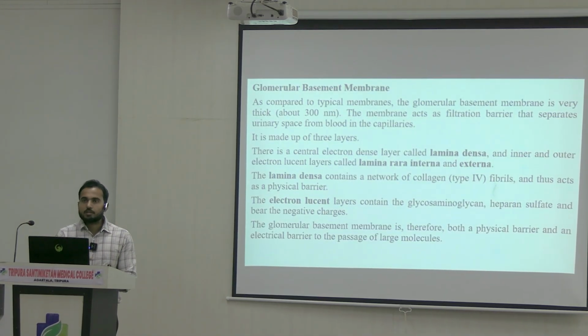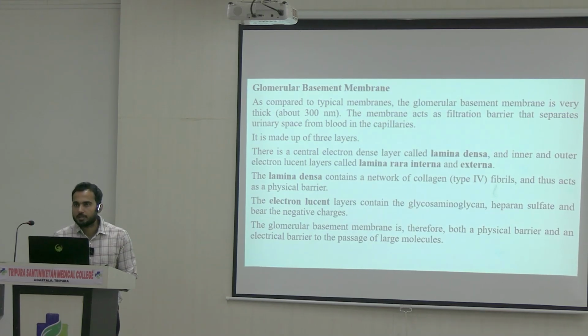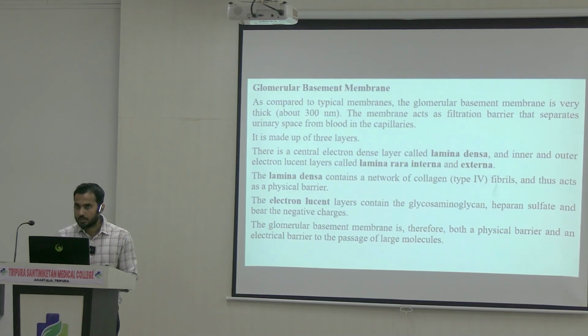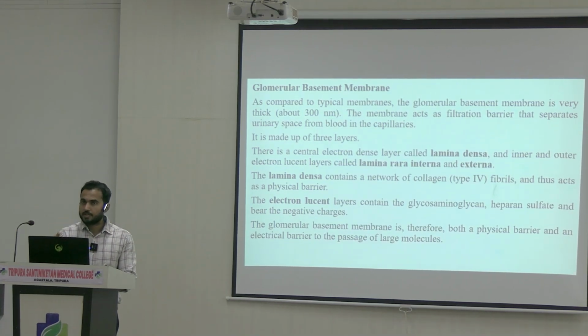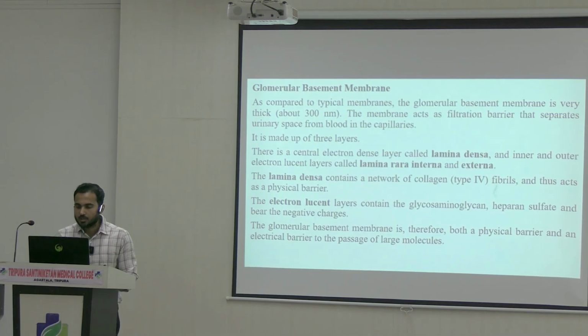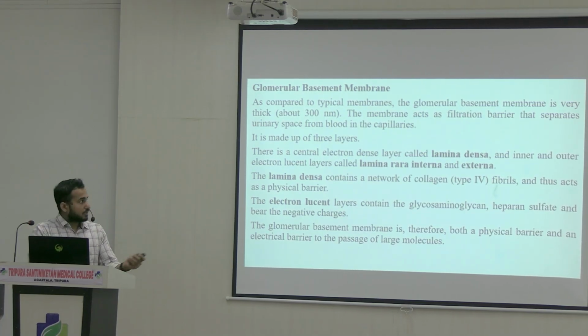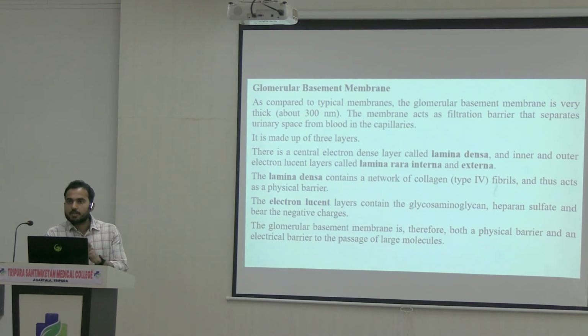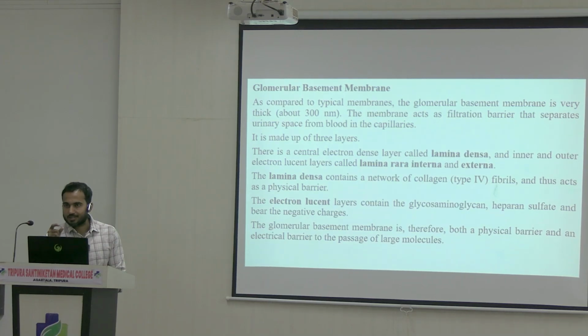Next, just now I mentioned the basement membrane. Now what exactly is that basement membrane? This is called the glomerular basement membrane. It is a very thick basement membrane. If you see the thickness, it is approximately 300 nanometers. This basement membrane acts as a filtration barrier. Glomerular basement membrane, as I said, is a very thick basement membrane, approximately 300 nanometers in thickness.